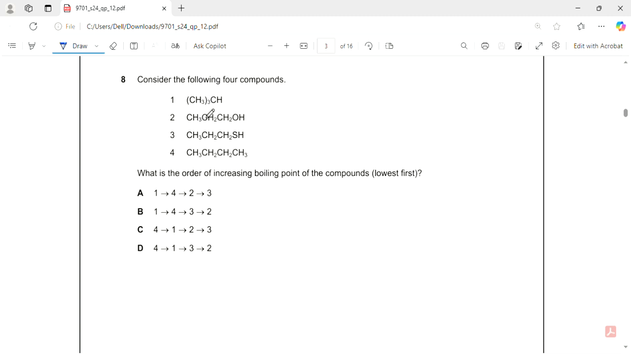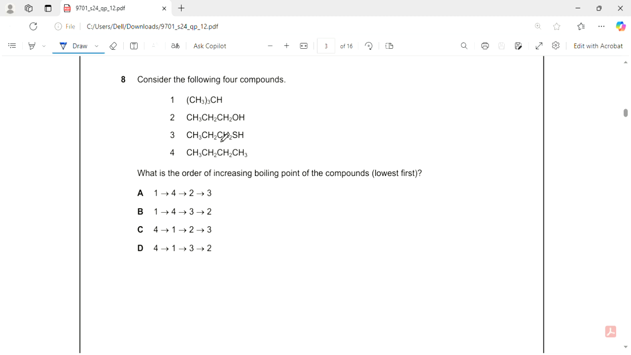Yes, we can see this is a branch. Yes, this is a straight. What is the order of increasing boiling point of the compound? Lowest first. We all know that this is a branch, so it must be the lowest first. So there is a hydrogen. It must be a very high boiling point because we have this group.